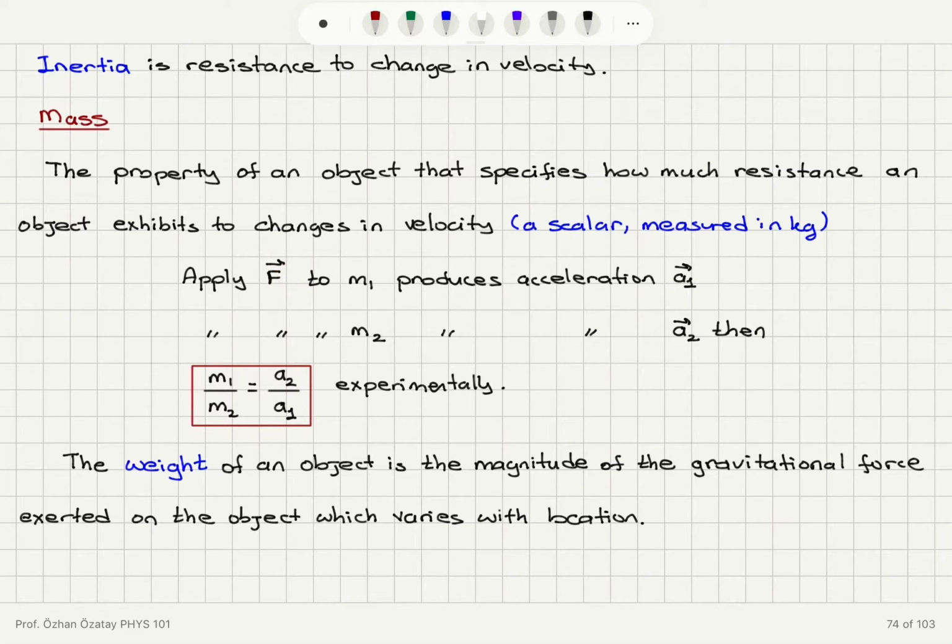Now, what about weight? Well, the weight of an object is the magnitude of the gravitational force exerted on the object, and this varies with location because we have a change in gravitational acceleration in different locations on Earth, for example. So we can measure a different weight. Also, the measured weight on the Moon will be different from the measured weight on Earth, obviously, because the gravitational acceleration will change.